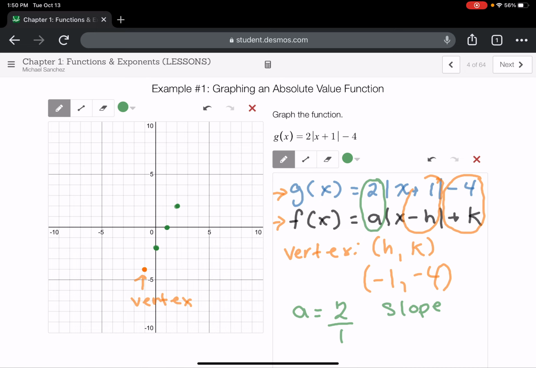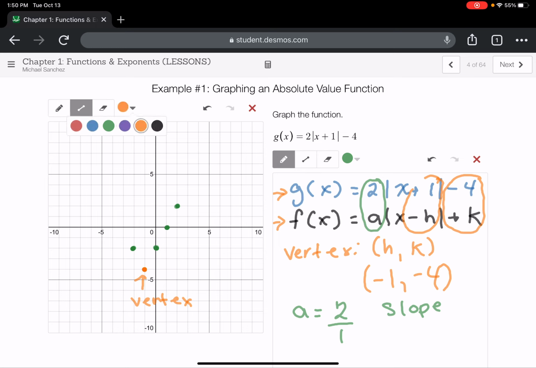And if this were a linear function, I would do the opposite way. So I would go left 1, down 2, to create a line, right? I would do this if this was a linear function. Unfortunately, this is not a linear function. We need it to be a V shape. So what we're going to do is go up 2, and instead of going to the right again, I'm going to go to the left. So I'll have another point here because this function is symmetric, right? It's the same on the left of the vertex.